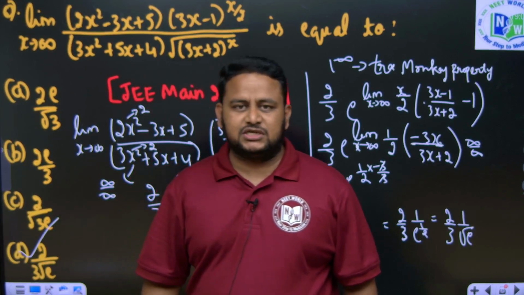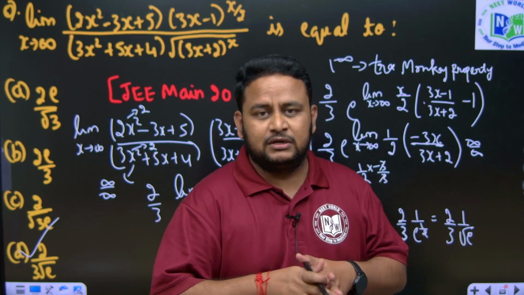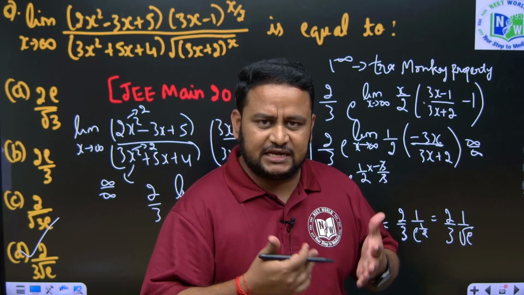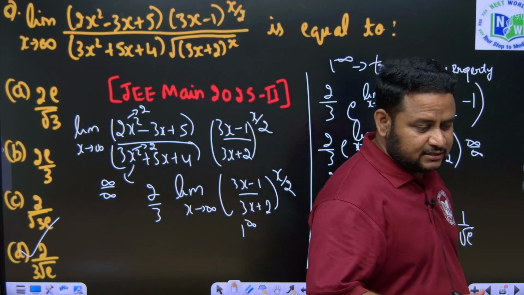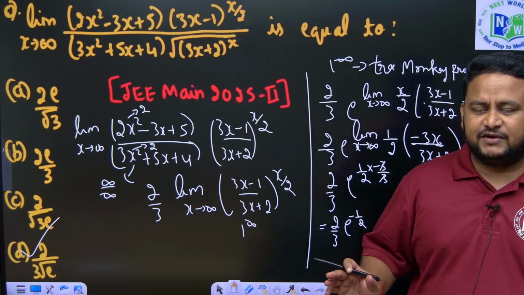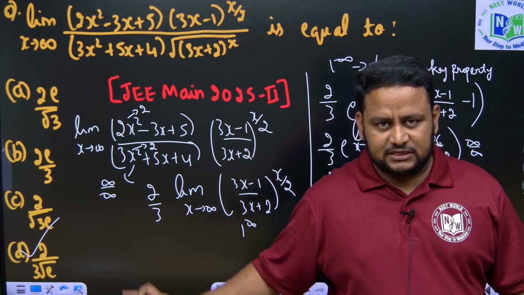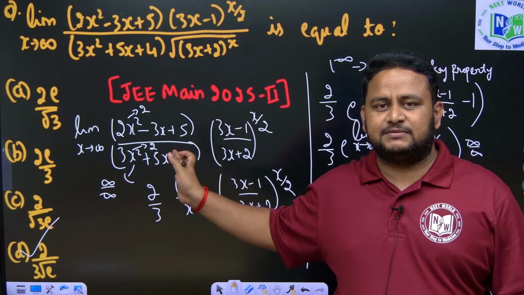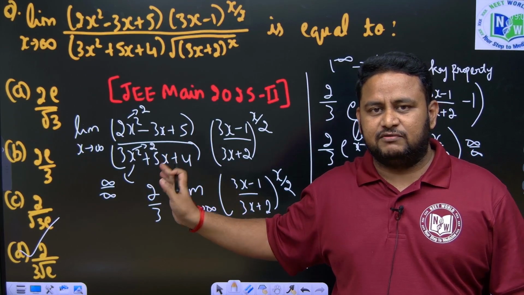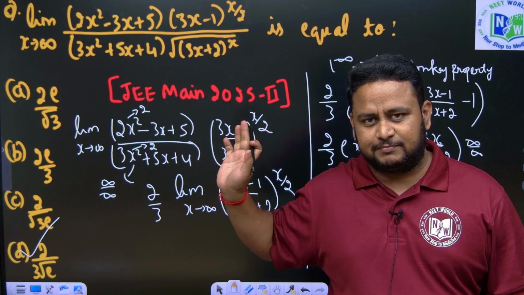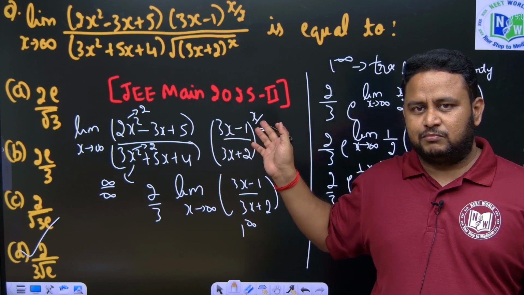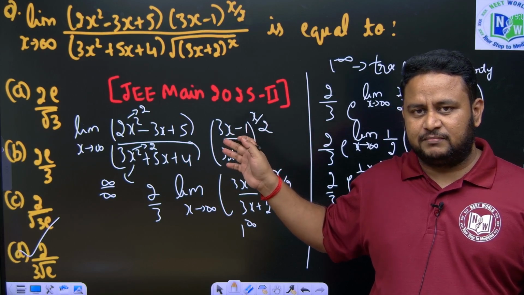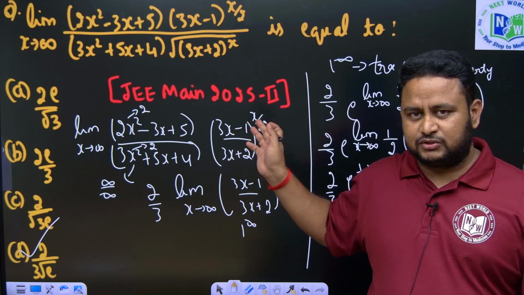Very simple question. First we use infinity by infinity rule, then we use tree monkey property, and again we use infinity by infinity rule to get the answer. That is infinity by infinity rule, that is indeterminate form. If you know this trick, it is a very simple question to solve. Then 1 to the power of infinity, that is tree monkey property, that is also very useful. So we applied infinity by infinity form 2 times and 1 to the power of infinity form, that is tree monkey property once, to get the answer.